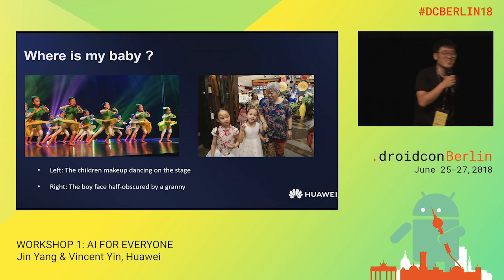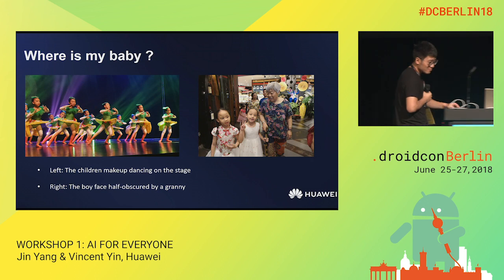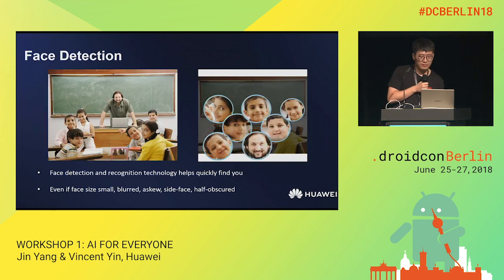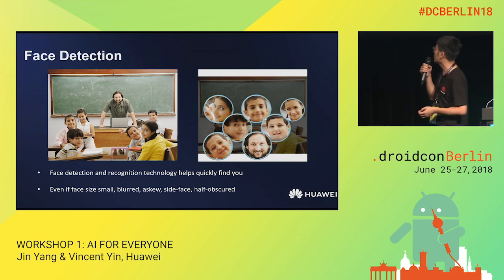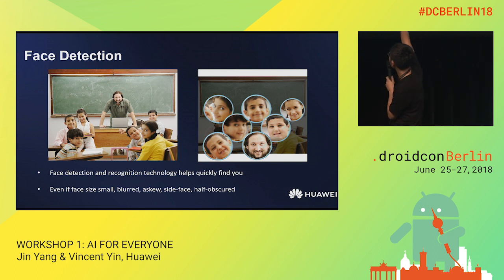Let's see how we can do it, okay? I'm glad to say we already have some work about that. It's the face detection. So face detection can recognize a side face, or this boy whose face is blurred. Side faces and such, we can all recognize.